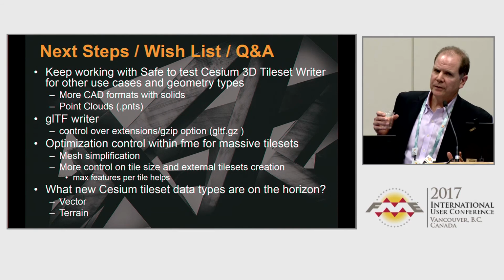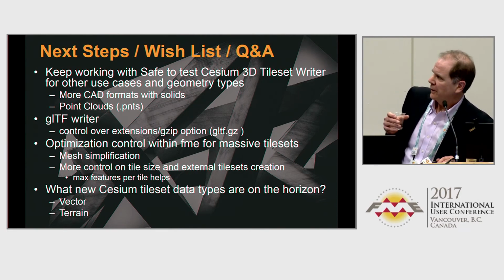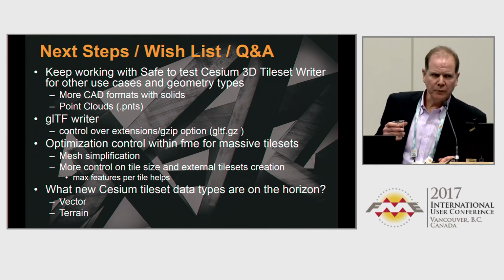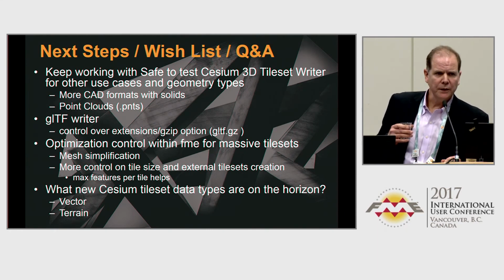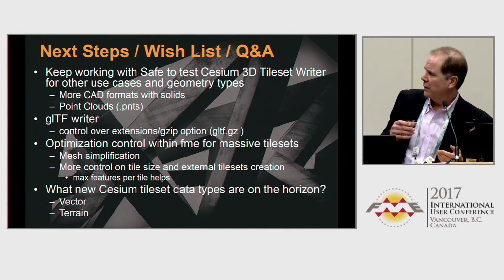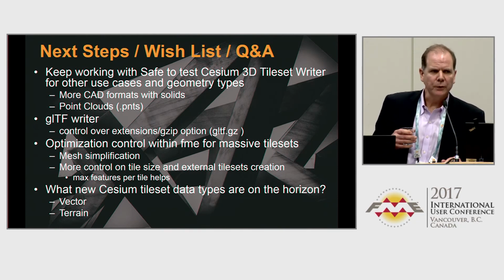It'd be nice to have gzip built right into the glTF writer. Most writers have that, and we'd want to be able to control the extension, so we didn't have to do that extra step. It'd be nice to have more control over mesh simplification, and also to control the tile size. And we'll continue to work with the Cesium community, with AGI. Denver's very involved, and they're of course working with OGC and Khronos. So we expect this standard to evolve and benefit the whole community.